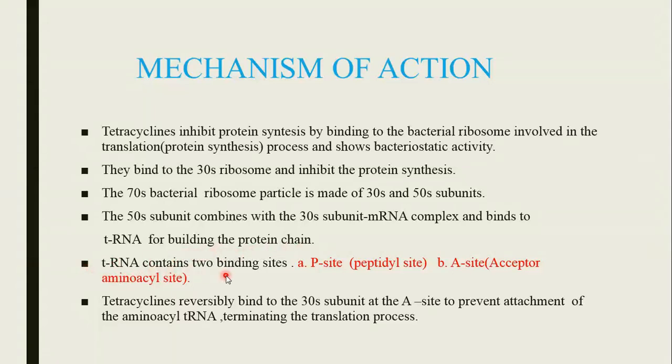So tRNA contains two binding sites. One is P site, another one is A site. P site is peptidyl site, A site is acceptor site, also called amino acyl site. So these tetracyclines reversibly bind to the 30S subunit at the A site, acceptor site, to prevent attachment of amino acyl tRNA, which will terminate the translation process, that is protein synthesis. This is the mechanism of action of tetracyclines.